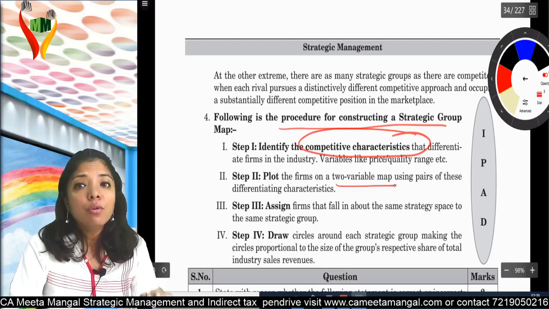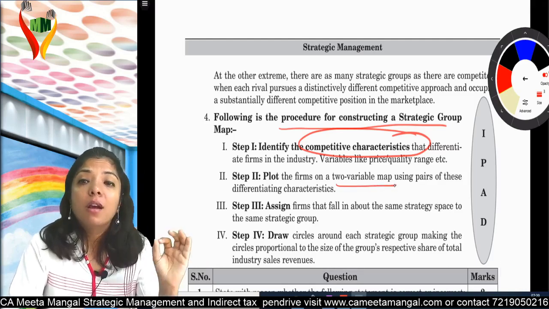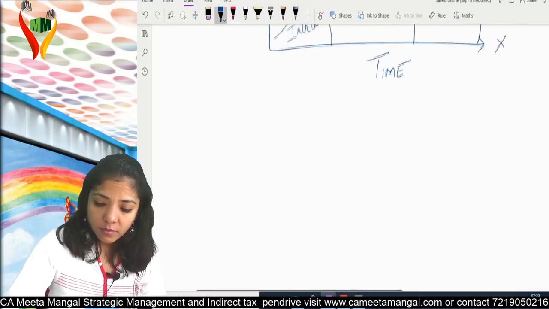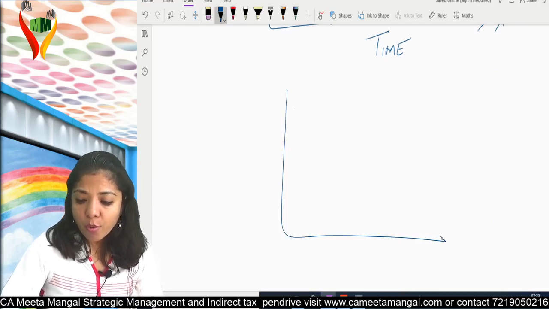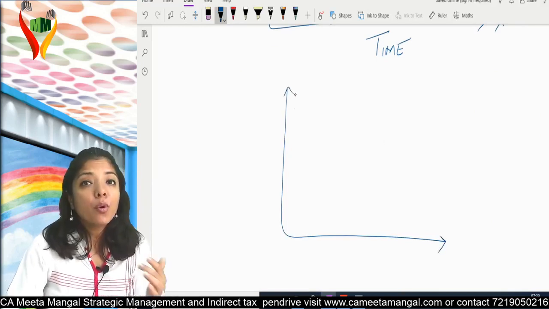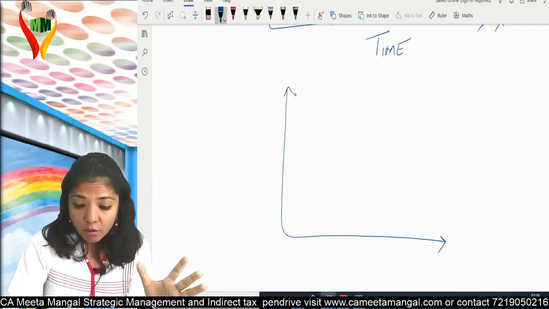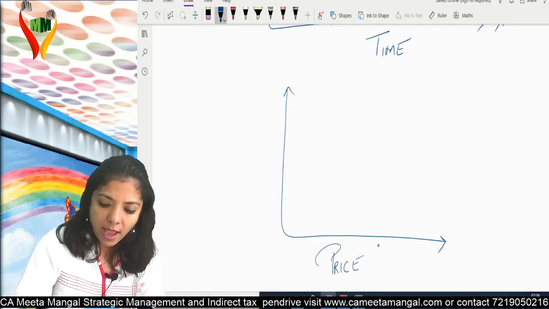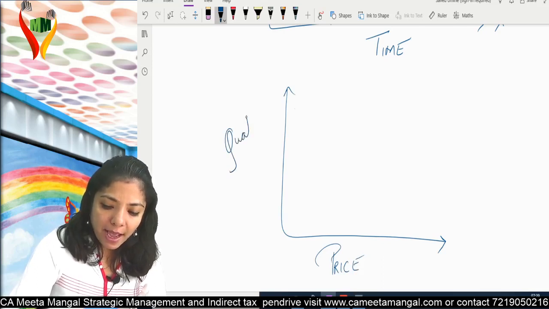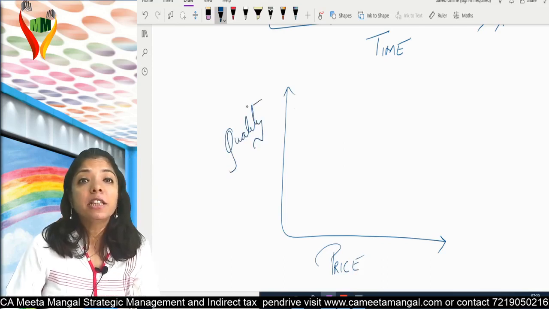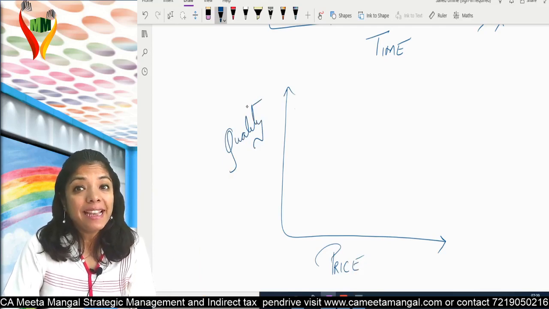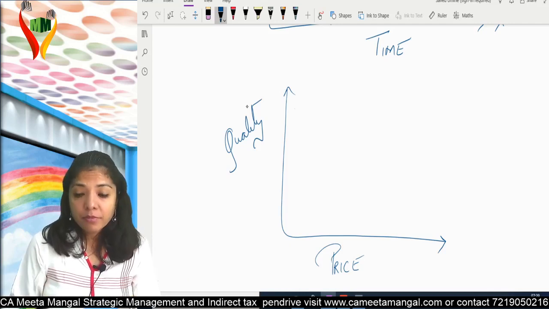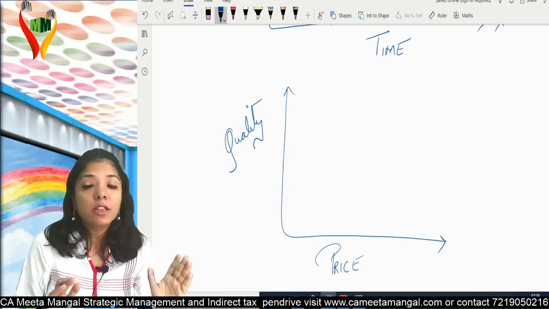I'm going to make a two variable map, with an x-axis and a y-axis. On the axes, I'm going to write those competitive characteristics. For example, price and quality. Price and quality are the two competitive characteristics on which you are judging the competitors, on which customers are buying the product. Am I clear? So keep price and quality on X and Y respectively.